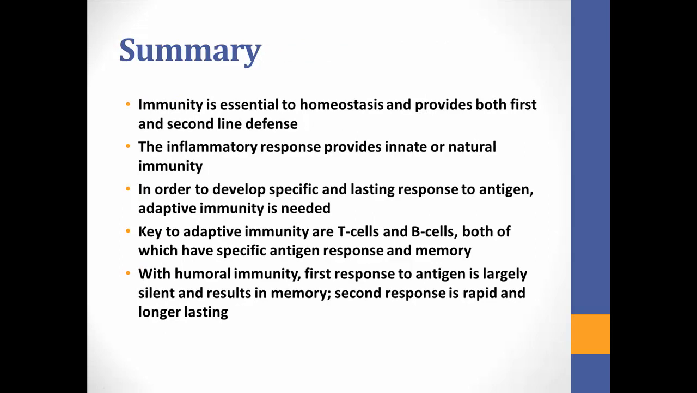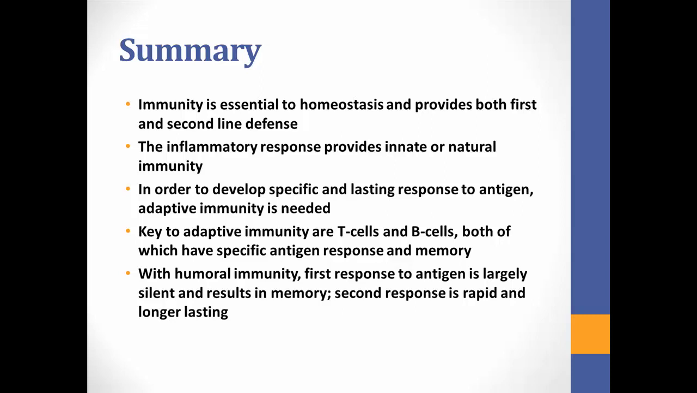So let's see if we can pull a few things together. We know that immunity is absolutely essential to homeostasis, and it gives us both our first and our second line defense. Our first line defense depends, remember, heavily on inflammatory response, and our acquired immunity depends, yes, on our T and B cell response. So we know that we need both of those pieces.